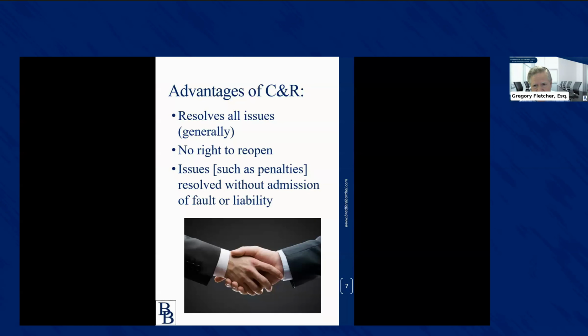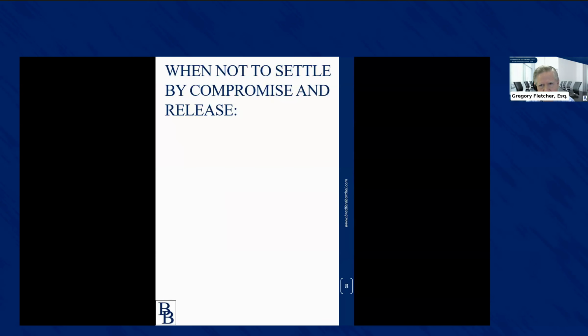Issues such as penalties can be resolved without admission of fault or liability. In fact, under the new rules, if you settle a particular benefit or issue and the potential penalty for unreasonable delay of that benefit is not addressed in that settlement document, whether it's a stip and order, whether it's a stipulations, whether it's a C&R, the injured worker's right to that penalty goes away under the new Labor Code section 5814.